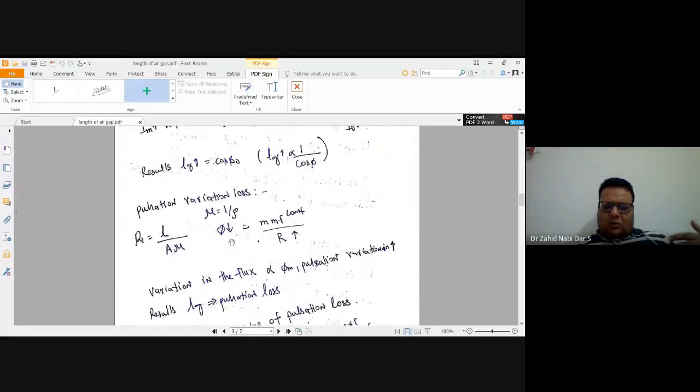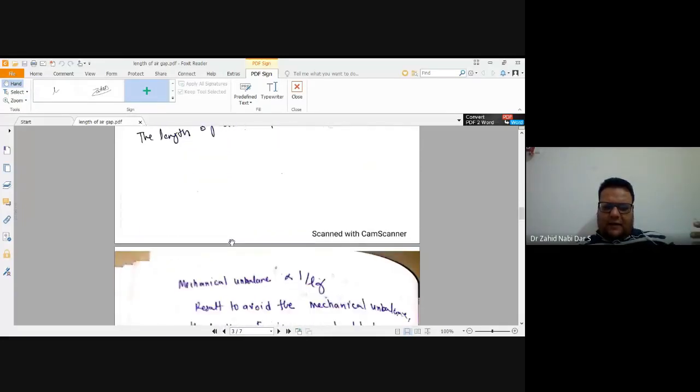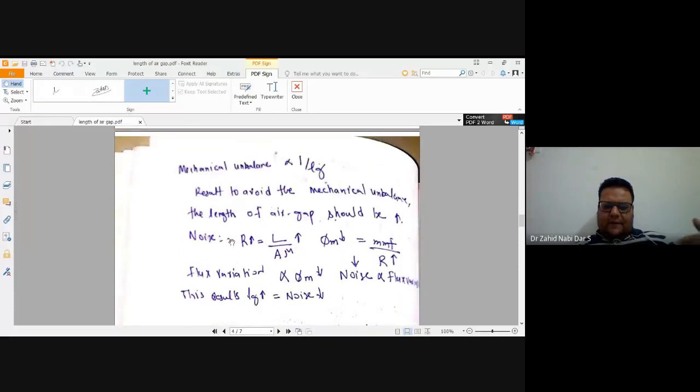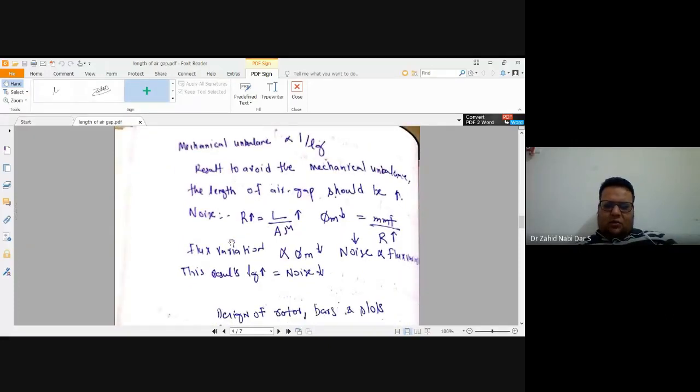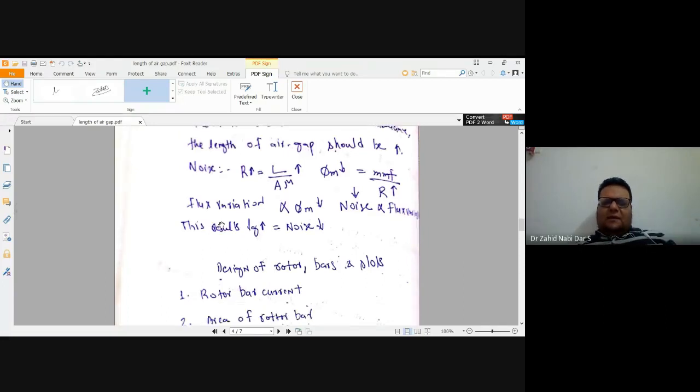So this was about understanding the different factors that affect the induction machine. The different factors include mechanical unbalance also. A large air gap helps to avoid mechanical unbalance, so the length of the air gap should be large. Again, noise is also one factor. Now these were the essential factors and criteria in the design of the induction motor for the length of air gap.